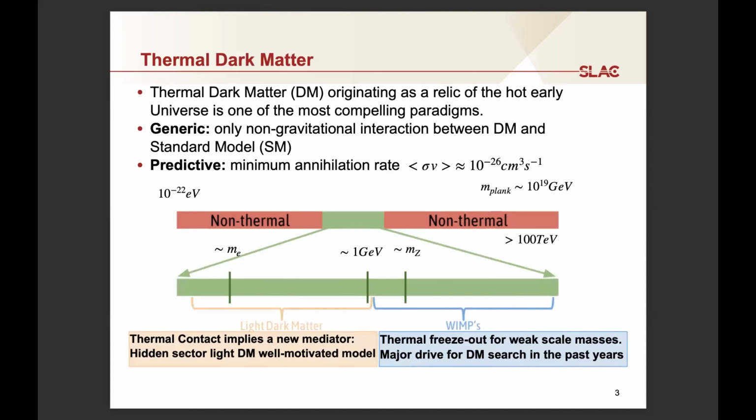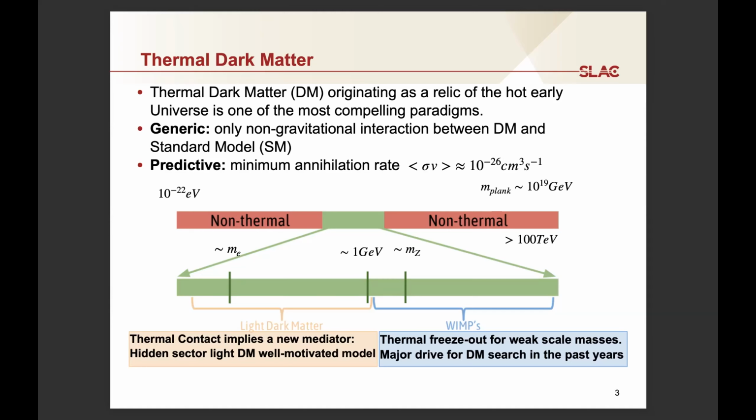Talking about thermal dark matter, just to justify our experiment. Thermal dark matter that originates as a relic of the hotter universe is one of the most compelling paradigms because it's generic, so you can have just a non-gravitational interaction between dark matter and the standard model, and predictive, because you need a minimum annihilation rate to justify the relic density in the universe nowadays. A lot of time was spent looking for WIMPs. We didn't find anything so far, so the focus is now shifting toward light dark matter.